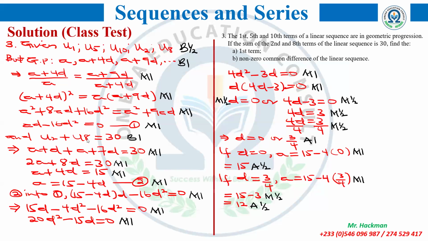So U2 plus U8 is equal to 30. The second term is A plus D, plus your eighth term, which will be A plus 7D, and that should be equal to 30. So again, you take the variable terms to that side and the constant on this side, and you get this. You can reduce the equation before you label.